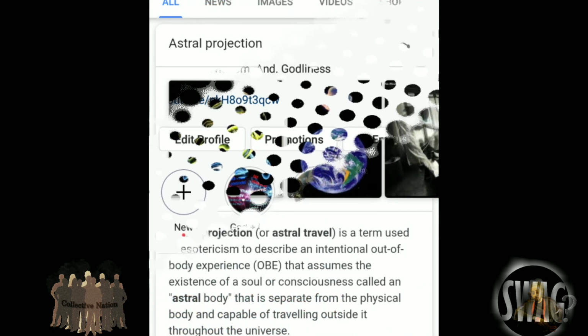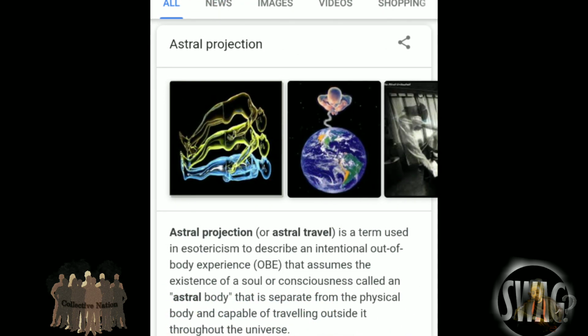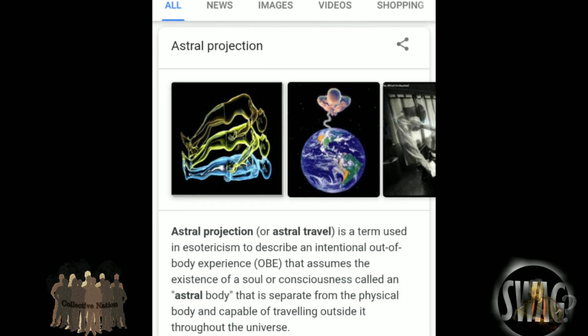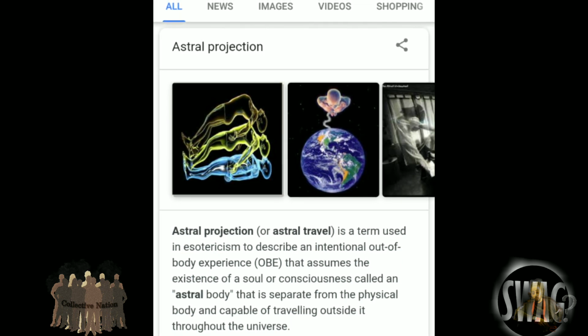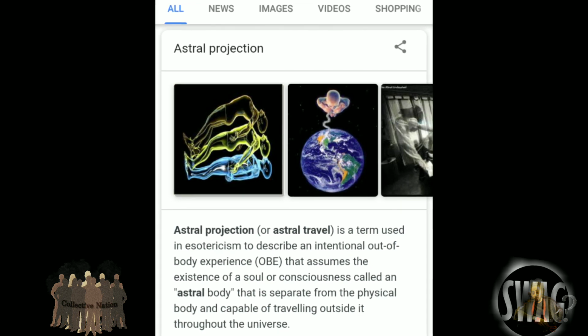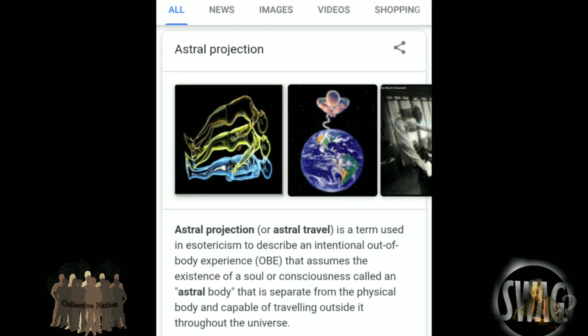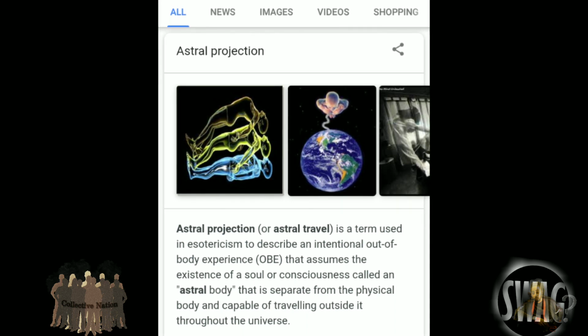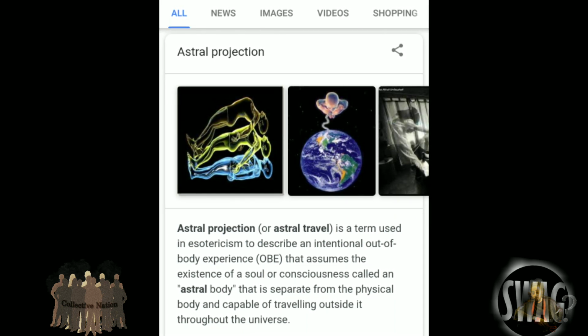Let's get to it. Astral projection. Astral projection is a term used in esotericism to describe an intentional out-of-body experience, or OBE, that assumes the existence of a soul or consciousness called an astral body. This is separate from the physical body and capable of traveling outside and throughout the universe.